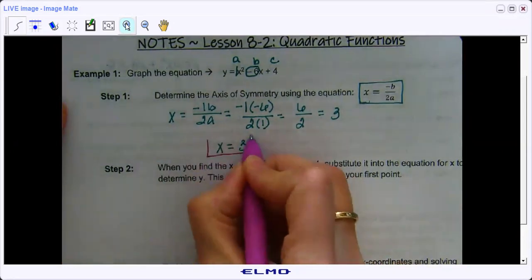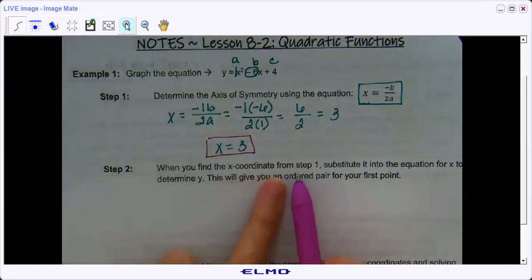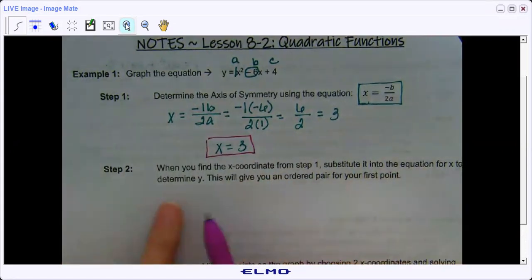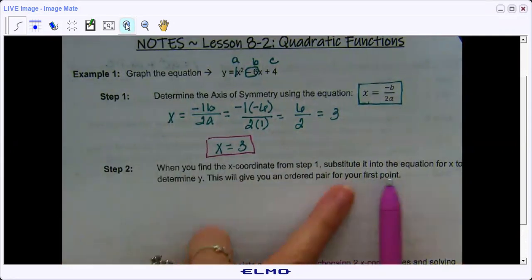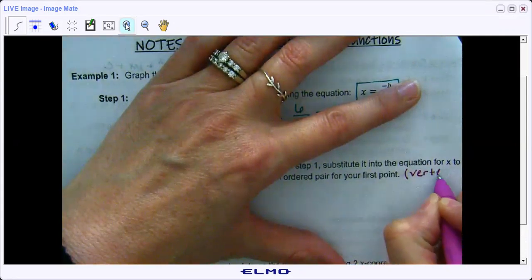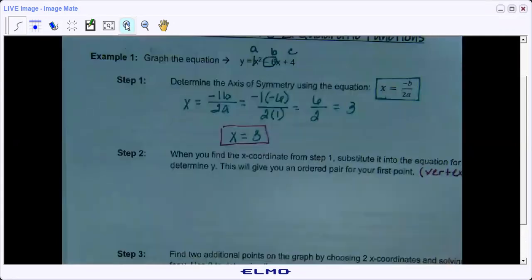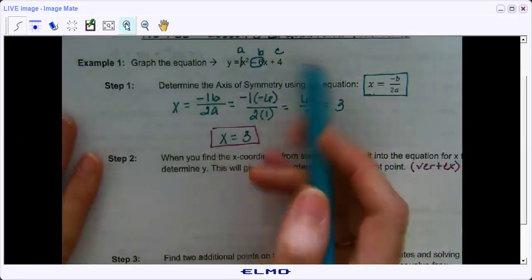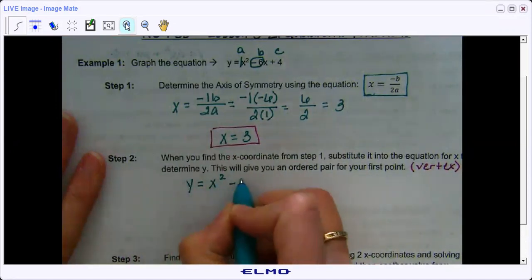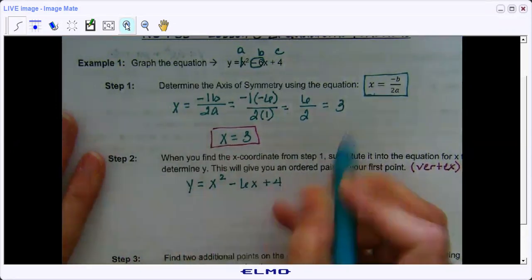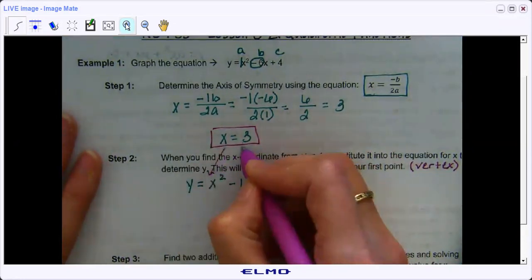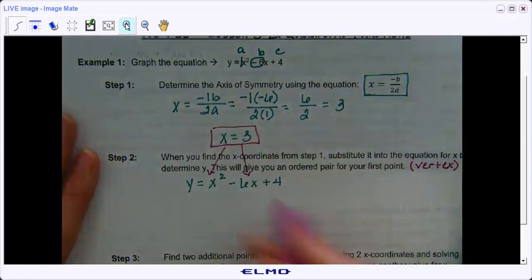So now it says when you find the x coordinate from step 1, substitute it into the equation for x to determine y. This will give you an ordered pair for your first point, which is your vertex. That is your first point. Okay, so let's go ahead and do this. I'm going to rewrite my equation: y equals x squared minus 6x plus 4. And I'm just going to take this 3 and plug it into the x here and the x there so I can solve for y.